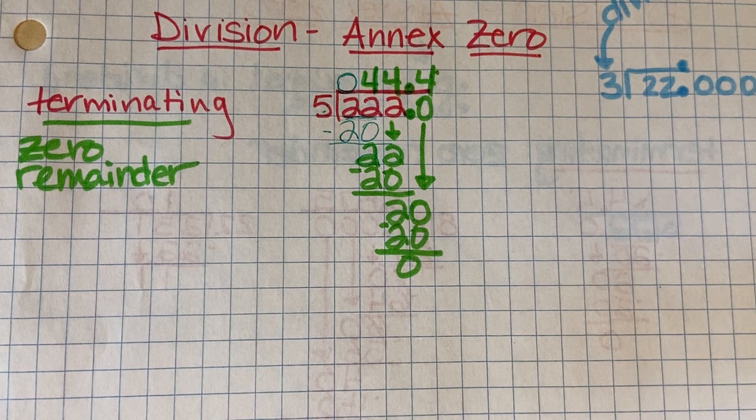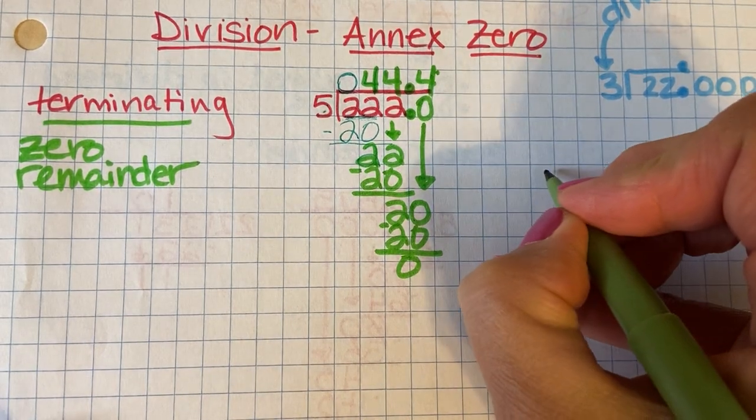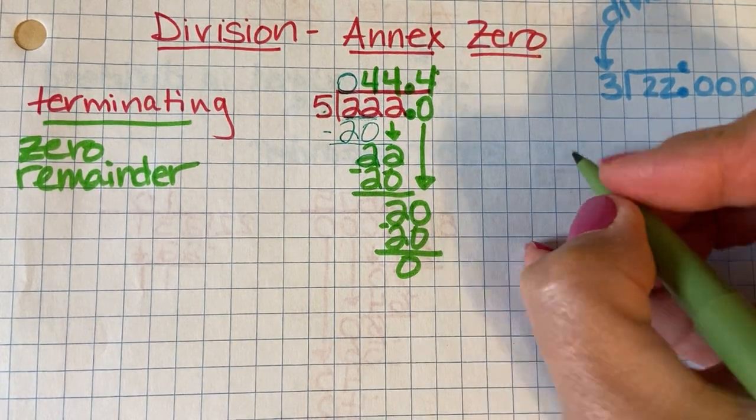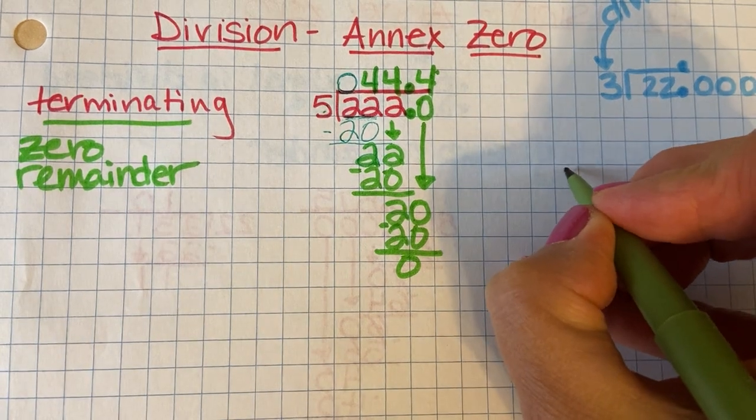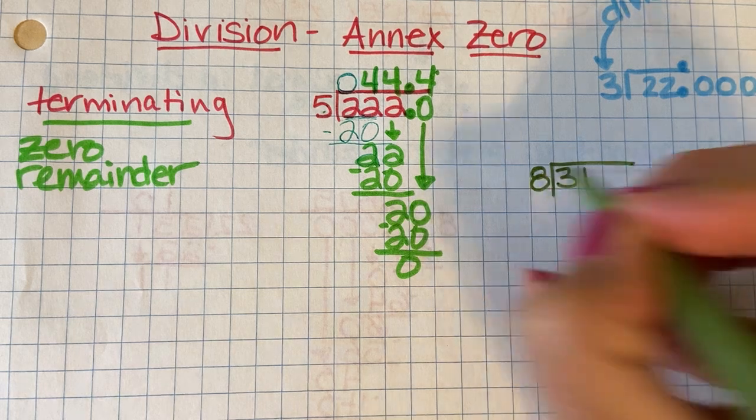All right, let's try another one of these. All right, let's try this problem. How about, this one looks like it's going to be easy, and it actually is, but then it's going to be kind of different. So let's say 31 divided by 8. That seems pretty simple, right?